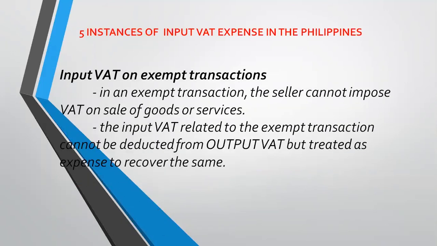Input VAT on exempt transactions. So when do we expense out input VAT? If our transaction is an exempt transaction. In an exempt transaction, the seller cannot impose VAT on the sale of goods or services. The input VAT related to the exempt transaction cannot be deducted from the output VAT but is treated as an expense to recover the same. What's an example?